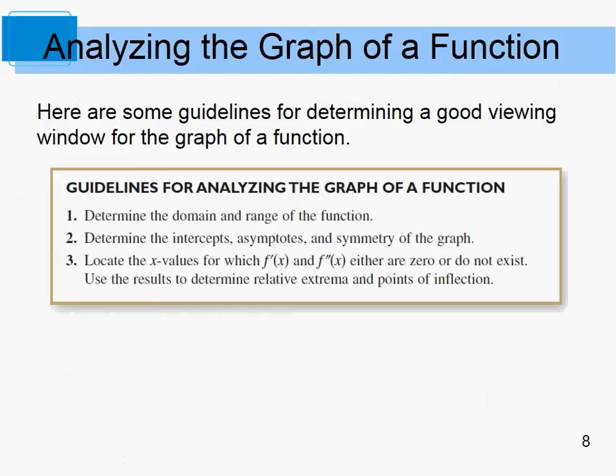Yeah, exactly. So then after we've gotten all of that, we want to locate the x values where the first derivative and second derivative are either zero or do not exist, because these are going to give us those critical values that allow us to find relative extrema and points of inflection.